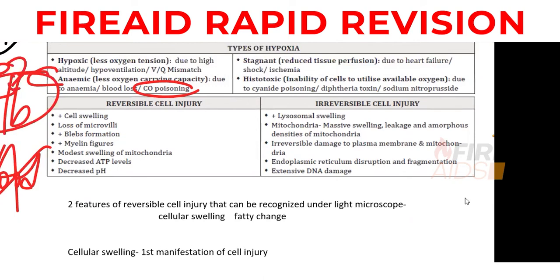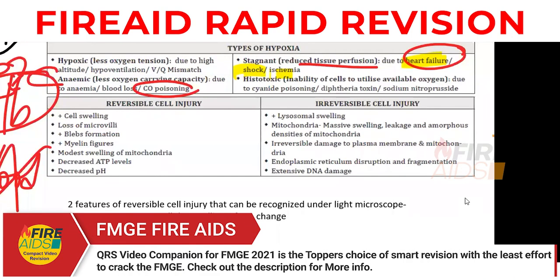Then comes something called stagnant hypoxia. Stagnant means you have oxygen going to the tissues, but the tissue is not taking it. So there is reduced tissue perfusion. The oxygen is not going from the blood to the tissue, so perfusion is reduced. That is called stagnant hypoxia. This is common for your MCQ. You need to remember heart failure, and the second important one is shock. Shock and heart failure, and then MI. Shock and heart failure are very important for stagnant hypoxia.